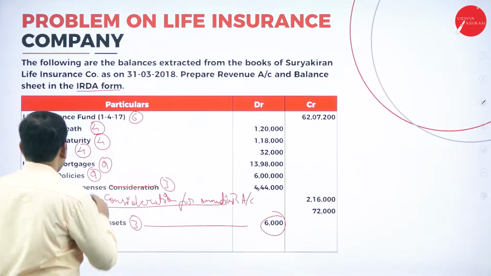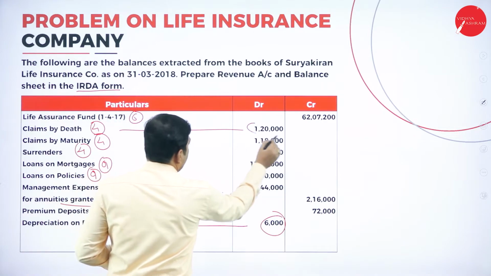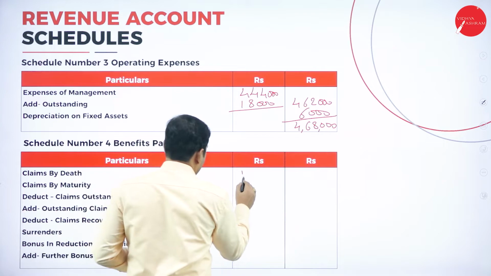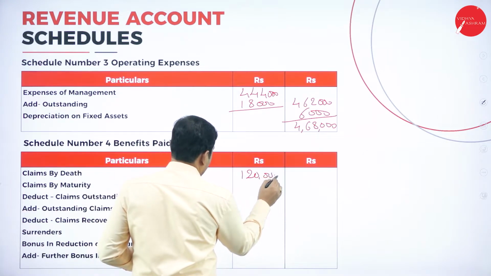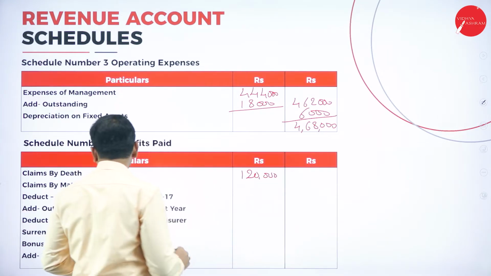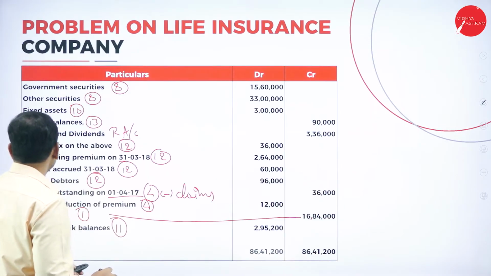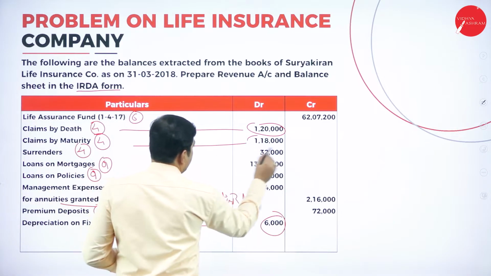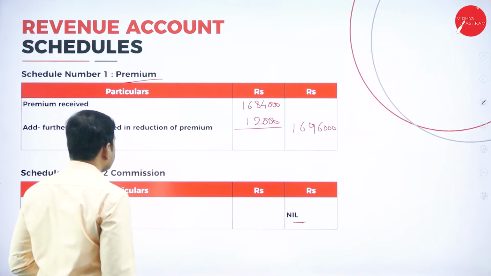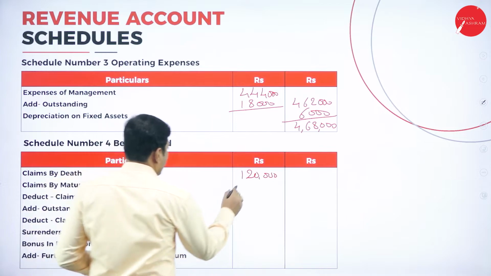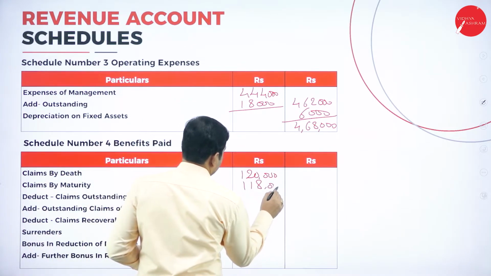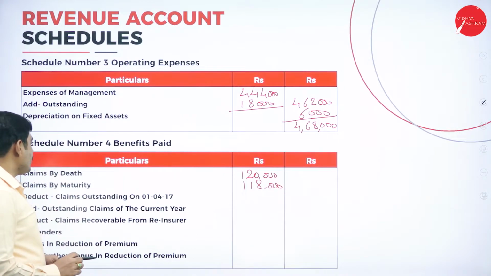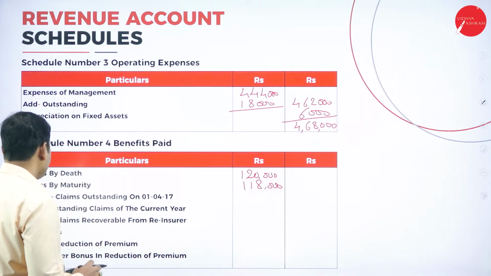Let's go to the claims. Claims by death is 1,20,000. So let's write 1,20,000. Again add claims by maturity. What are the claims by maturity? Claims by maturity is 1,18,000. Deduct if you have any outstanding, so outstanding of the previous year.